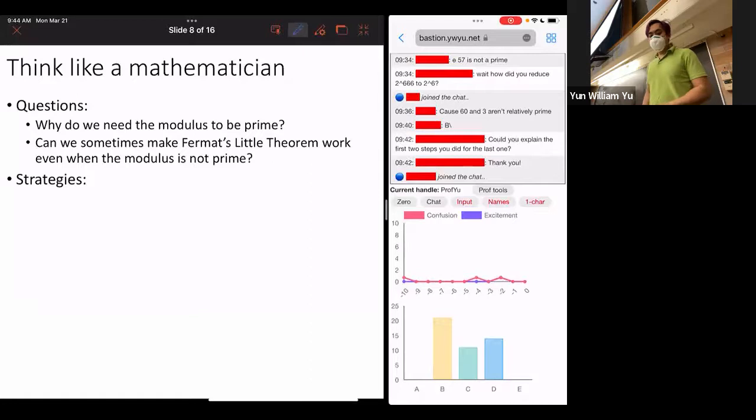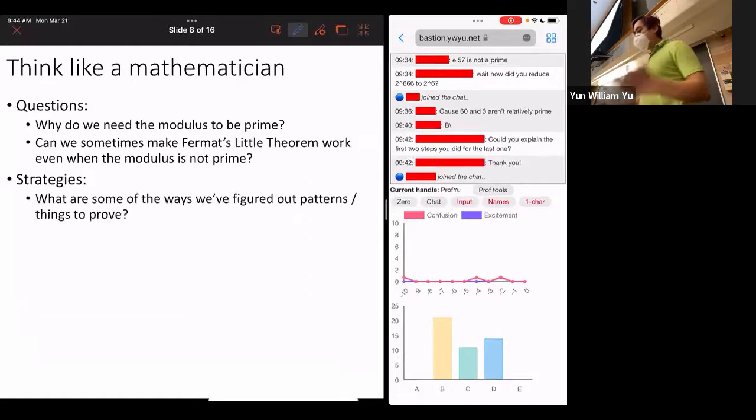So, well, let's think about it. What are some of the ways that we figured out patterns, things to prove? We've been having a lot of hands-on activities over the last couple of weeks. So what are some of the ways we've been trying to figure out these patterns for things to prove? Answer in chat, or you can just shout them out. So like, what have we been doing as mathematicians?